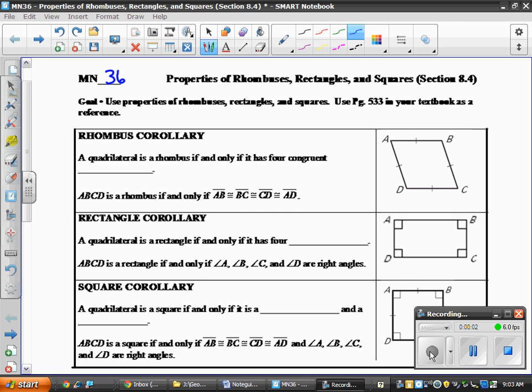Welcome, ladies and gentlemen, to your MN36 notes. We're going to talk about the properties of rhombuses, rectangles, and squares, which is section 8.4 in your textbook, which is on page 533.